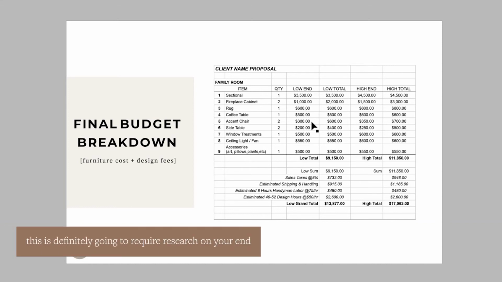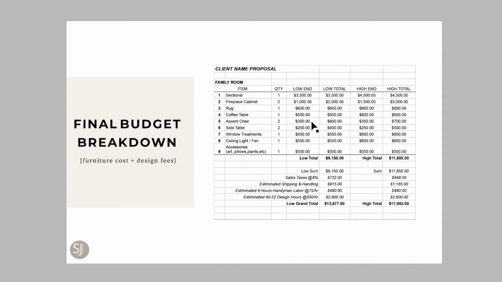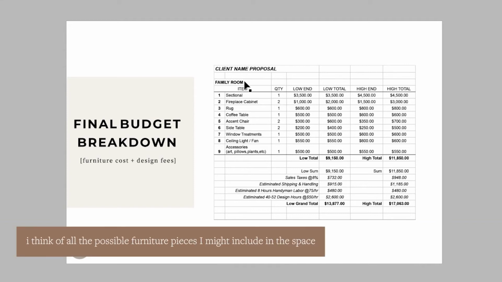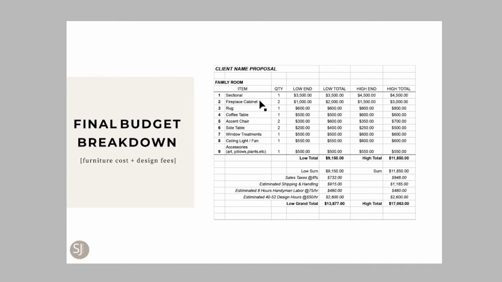For those that are new to creating proposals, this is going to require some research on your end, because you do not want to list an unrealistic, cheap budget, nor something way too high. So you pretty much have to do some preliminary design thinking about the space. In this case, this family room, I'm brainstorming what I am going to include in this family room. Just listing the basics like a sectional, rug, coffee table, and in this instance we talked about a custom fireplace cabinet.